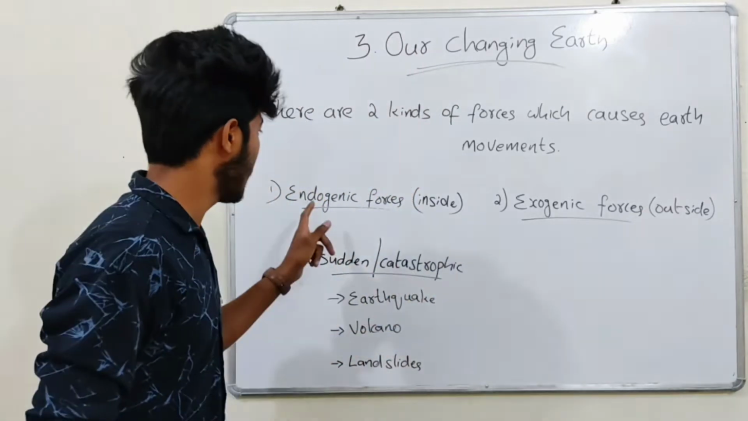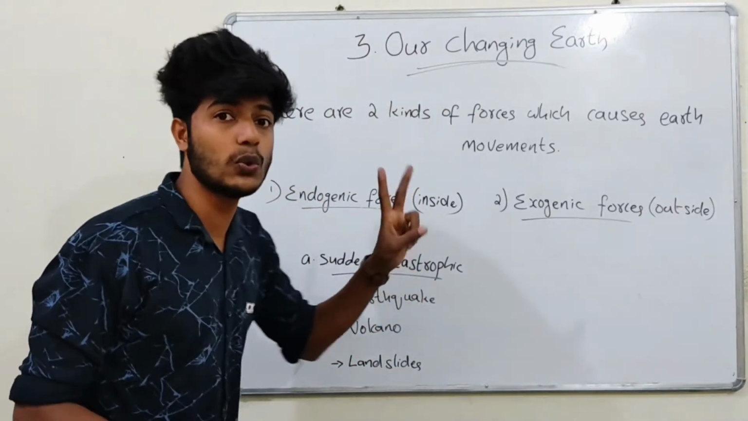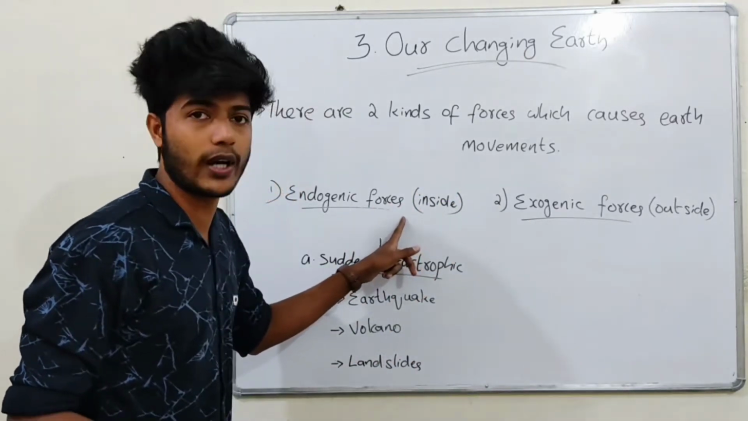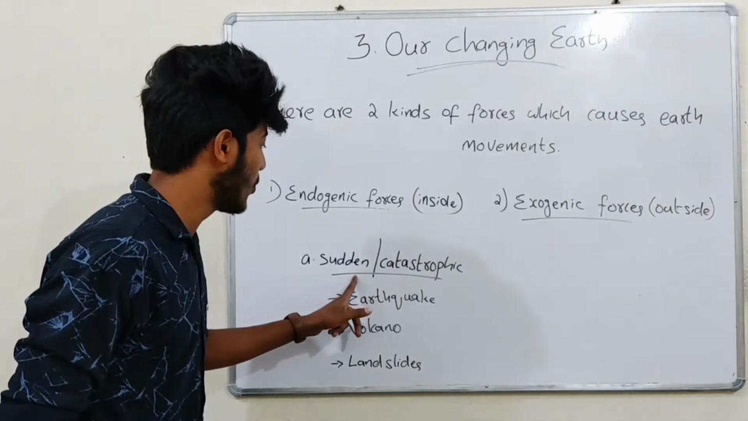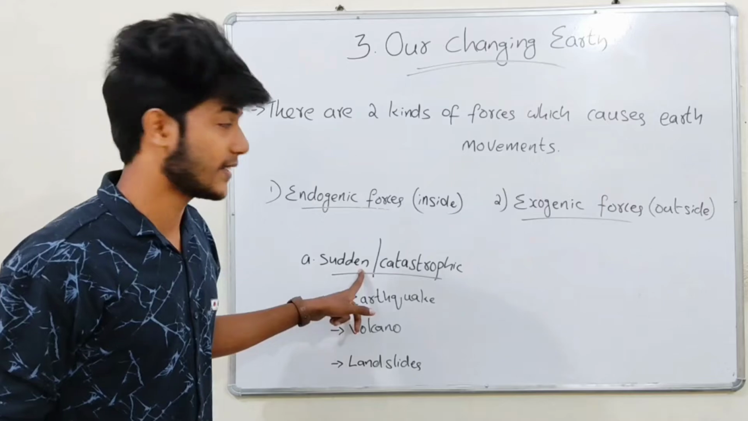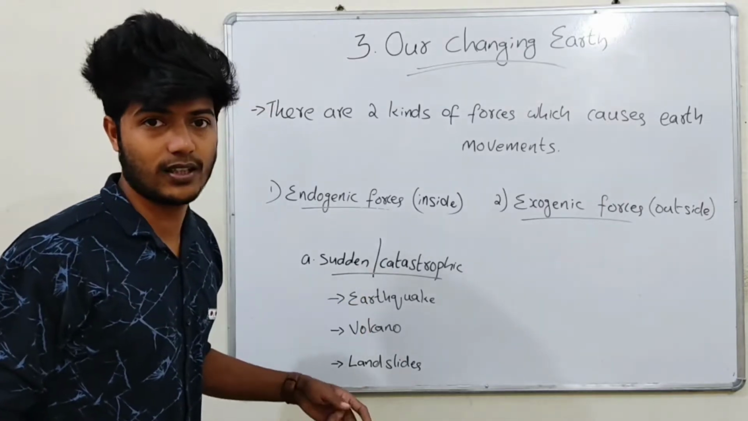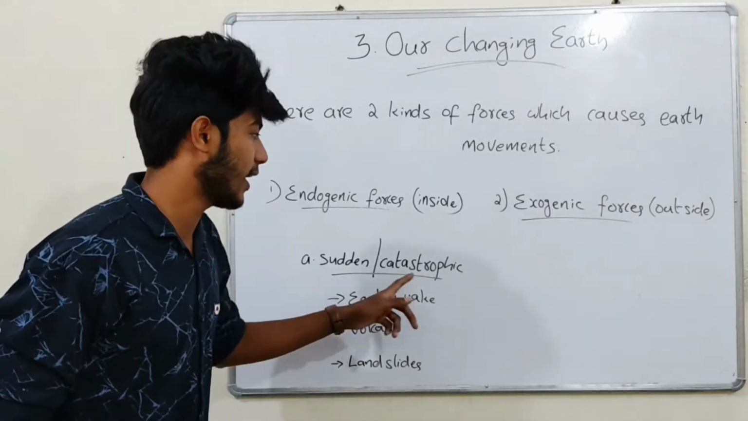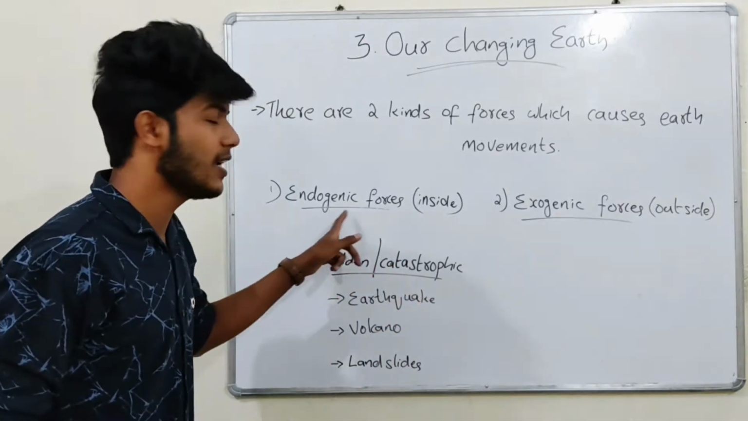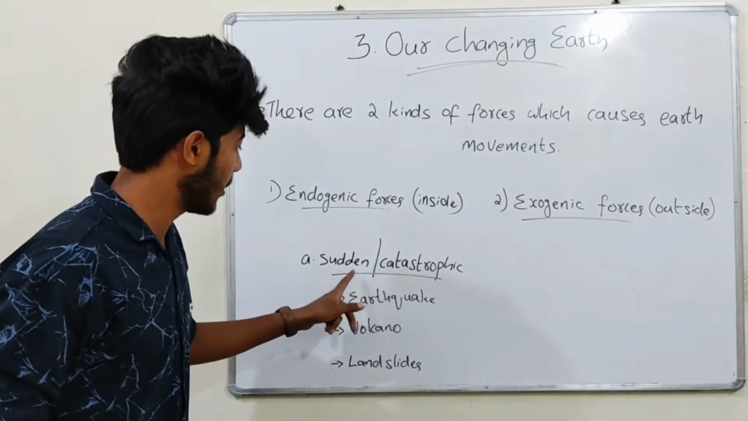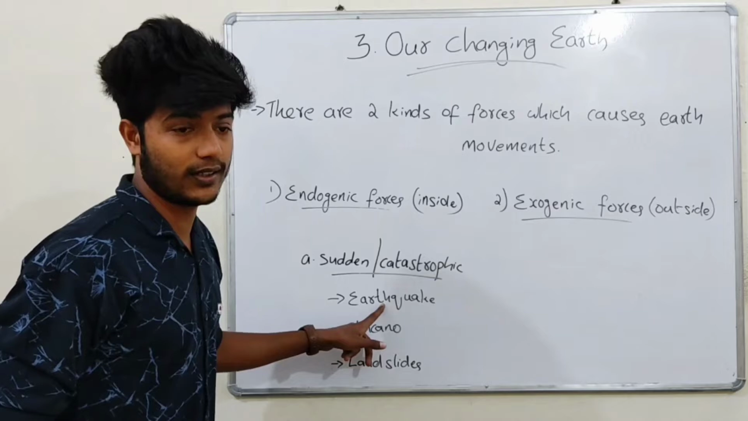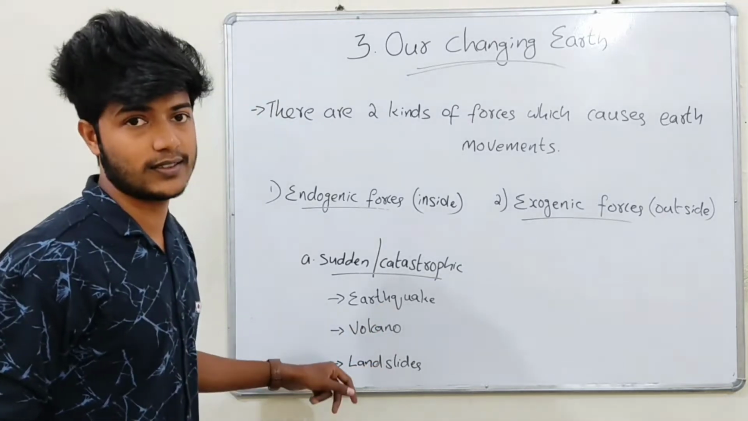Now listen, endogenic forces cause two kinds of movements. The first type of movement is sudden or catastrophic movement. Sudden means fast, quick. So sudden or catastrophic movements are the first type of movements caused by endogenic forces. The examples for sudden or catastrophic movements are earthquake, volcano, landslides.